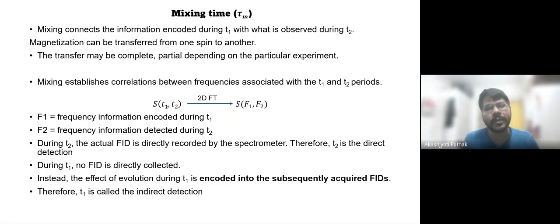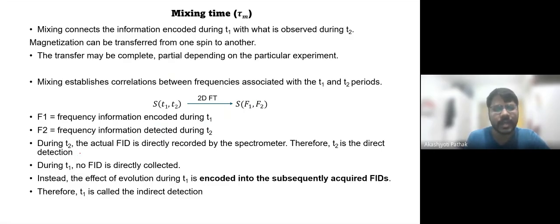So now we have information in both T1 and T2, so we need to do a 2D Fourier transform. When we do a two-dimensional Fourier transform with this time domain, this T1 domain will get converted into F1 and T2 will get converted into the F2 frequency domain. So F1 will be the frequency information which is present during T1 and F2 is the frequency information which is detected during T2. So T2 is called the direct detection.